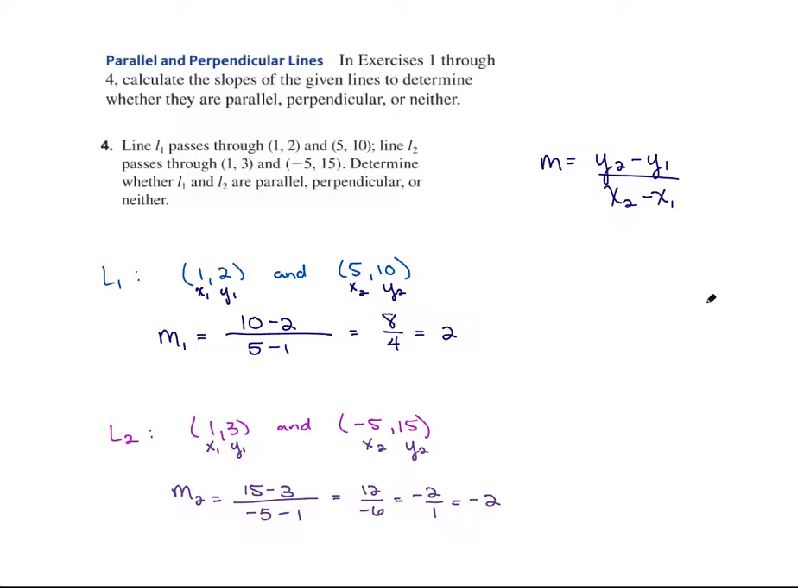Okay, let's compare the slopes. So notice that the slope of line 1 and the slope of line 2 are negatives of each other, but they are not negative reciprocals of each other. So in this situation, we say that L1 is neither parallel nor perpendicular to line 2.